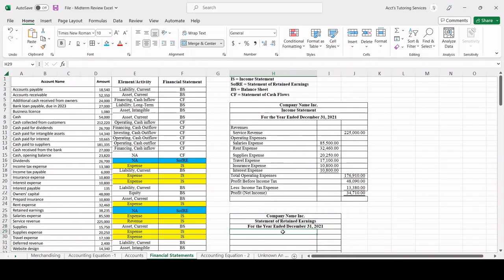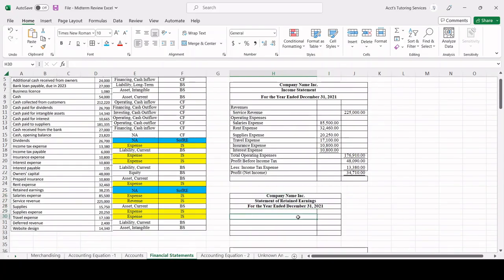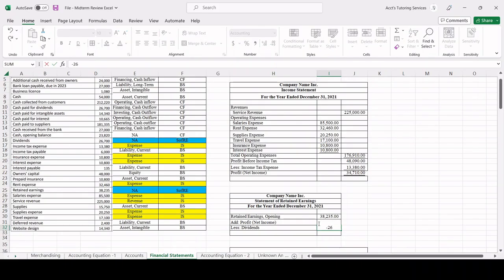So now in this case, we're going to have the beginning retained earnings balance. So retained earnings opening or beginning, which is going to be the 38,235. Then we're going to add in the profit or the net income from above. We're bringing this down directly from the 34,710. And then we're going to subtract or deduct dividends. And this is going to be 26,700. So negative 26,700.